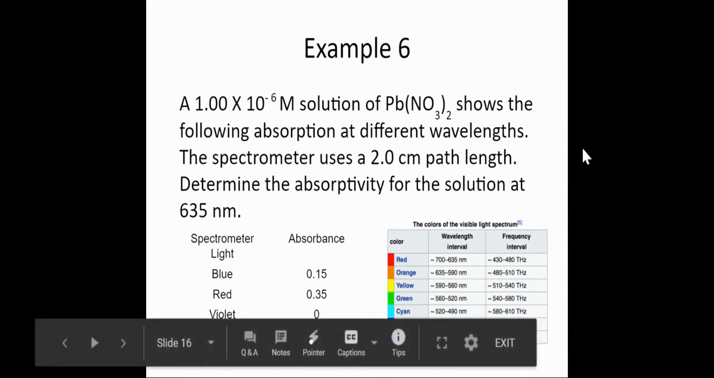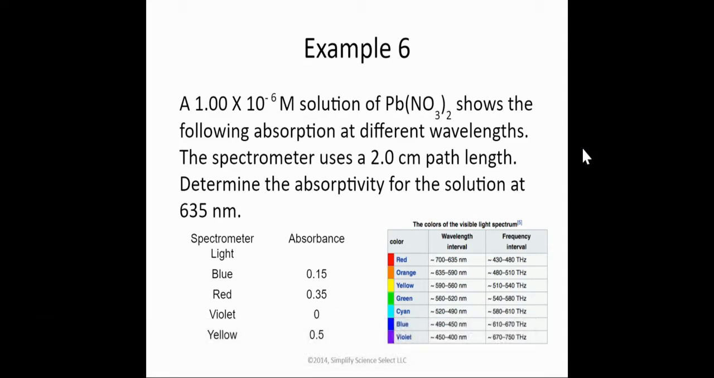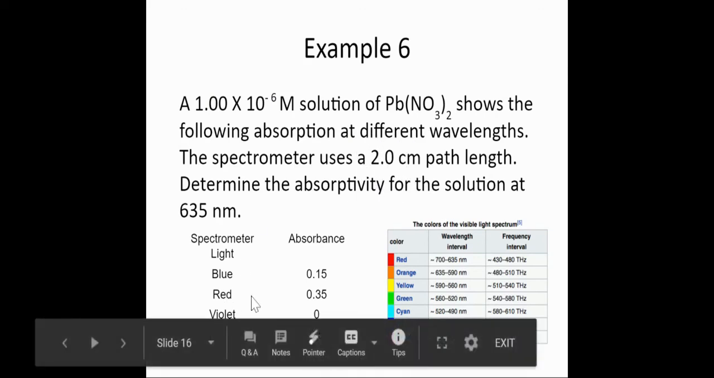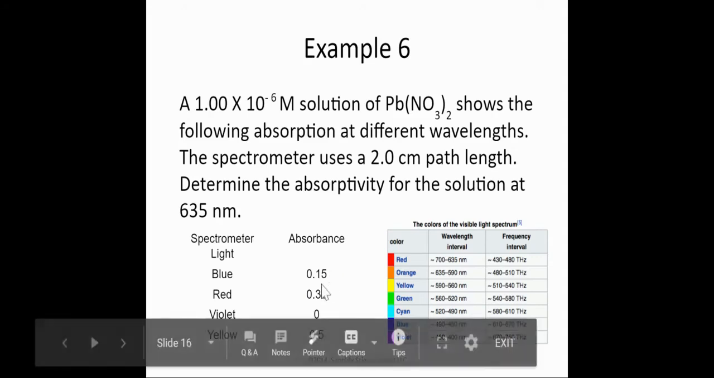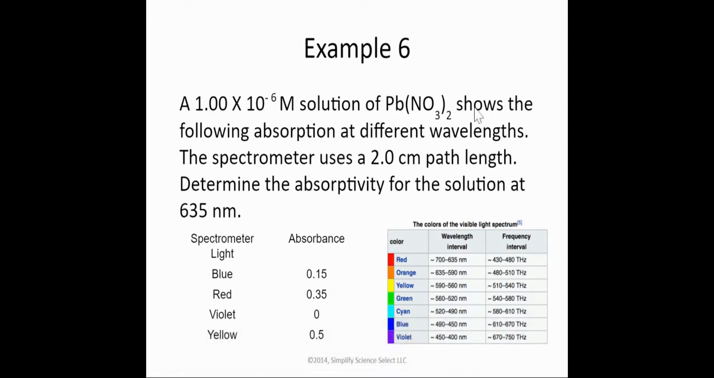And so if big A equals little a, b, c, then I just algebraically plug these numbers in, where molarity is concentration c, path length is b, and the absorbance is big A, because we are solving for absorptivity, which is little a. So plug it in, and algebraically, I get that the absorptivity is 175,000.